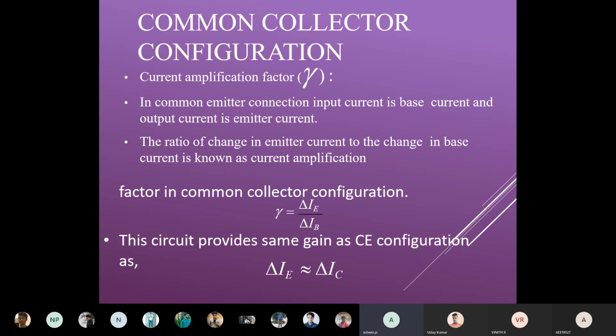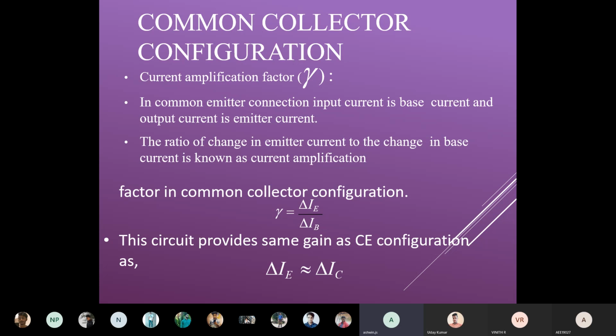Here the amplification factor is represented using gamma. So actually there are three current amplification factors. Why? Because in each and every configuration, the input and the output are changing. If you look at the first one, common base, the output current is the collector current and the input current is the emitter current, so it is denoted by alpha.